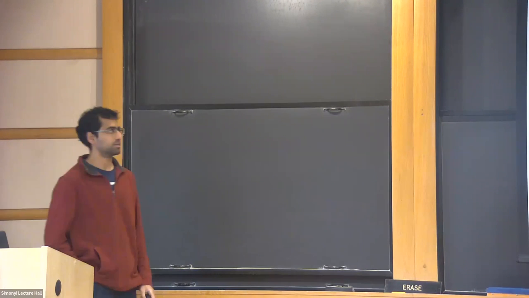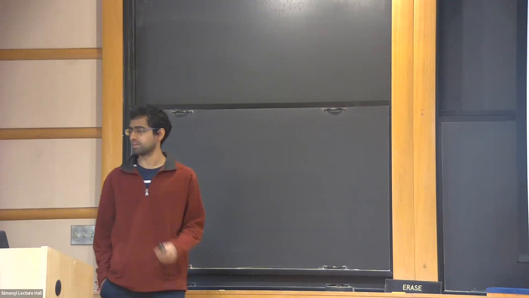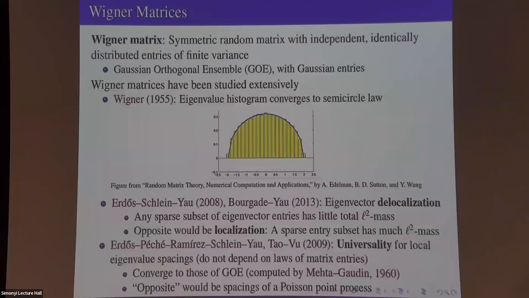So let me start by going back and discussing something that is well studied by this time, which are called Wigner matrices. Wigner matrices are basically, by definition, symmetric random matrices whose entries are independent, identically distributed, and they all have finite variance. So independent up to the symmetry condition. One example is the GOE, whose entries are all Gaussian of the same variance. The slight technicality is that technically the diagonal entries have slightly different variance from the off-diagonal entries, but the GOE is a good thing to keep in the back of your mind.